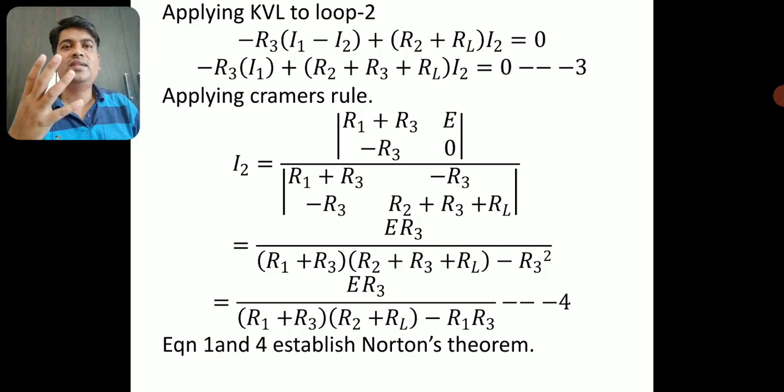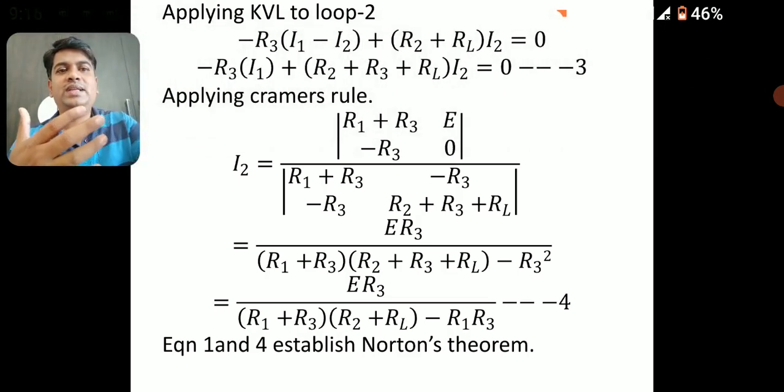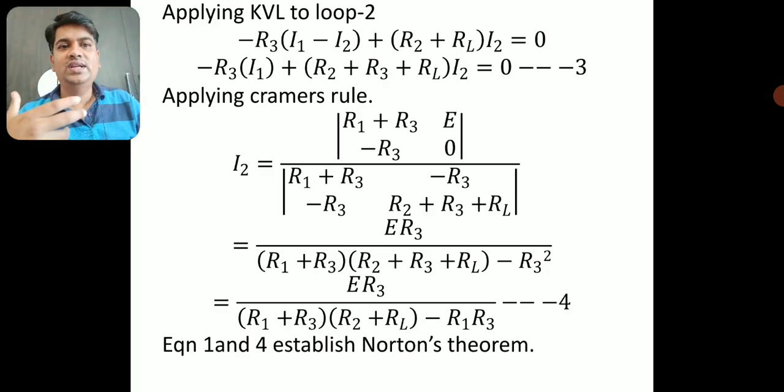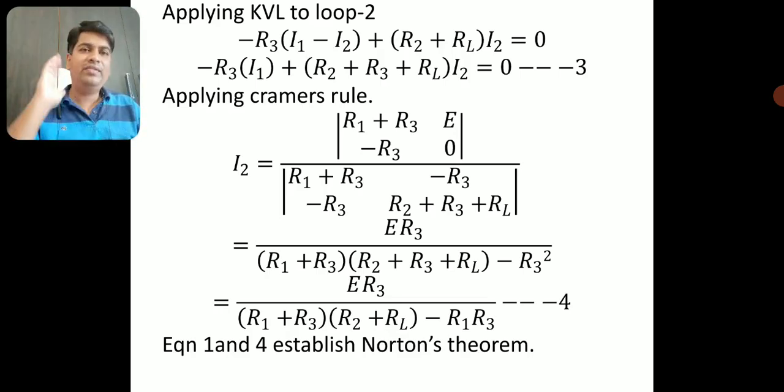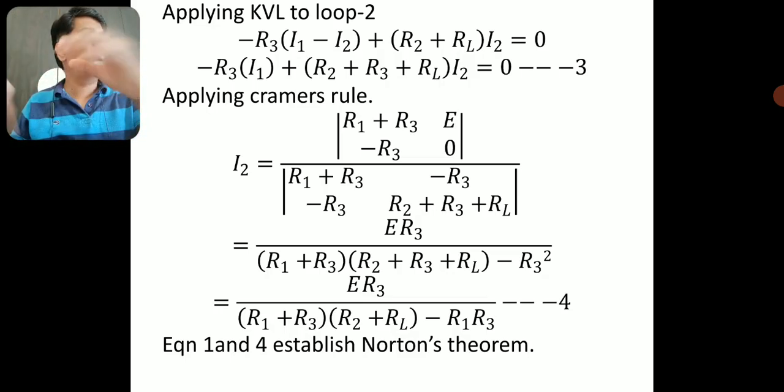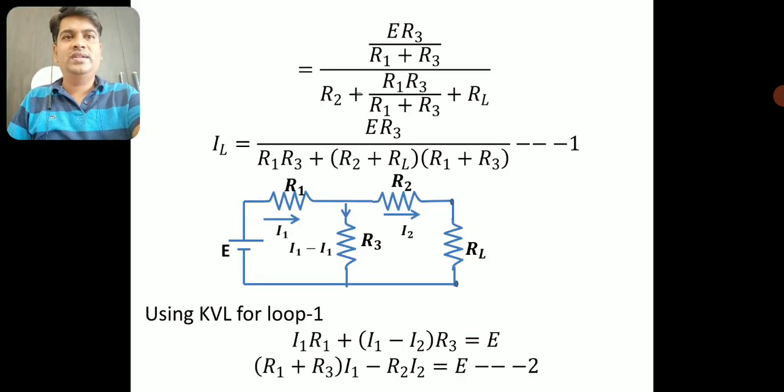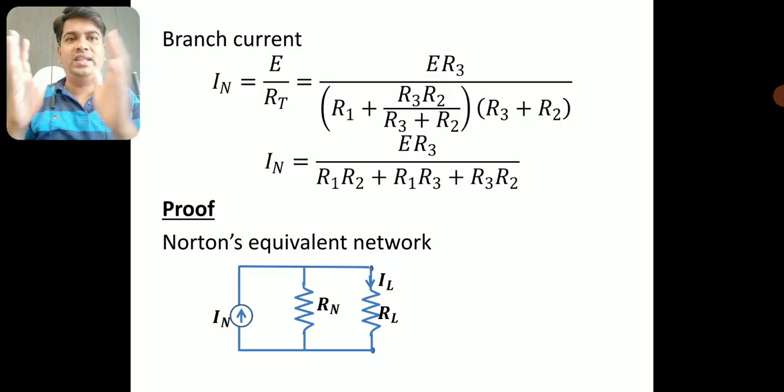Please correct it. Now the equation for I2 will be ER3 divided by R1 R3 into (R2 plus RL) plus R1 R3. So it is plus R1 R3. Please correct the sign. So it is ER3 divided by (R1 plus R3) into (R2 plus RL) plus R1 R3. I have established equation 4, the equation for the current flowing through the load resistance in the complicated network. And I have also established the equation for the current through the load resistance in the Norton's network.